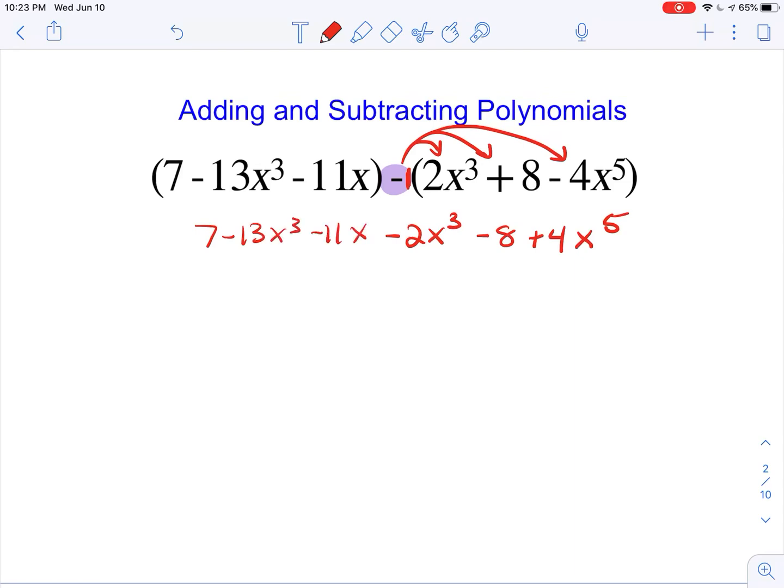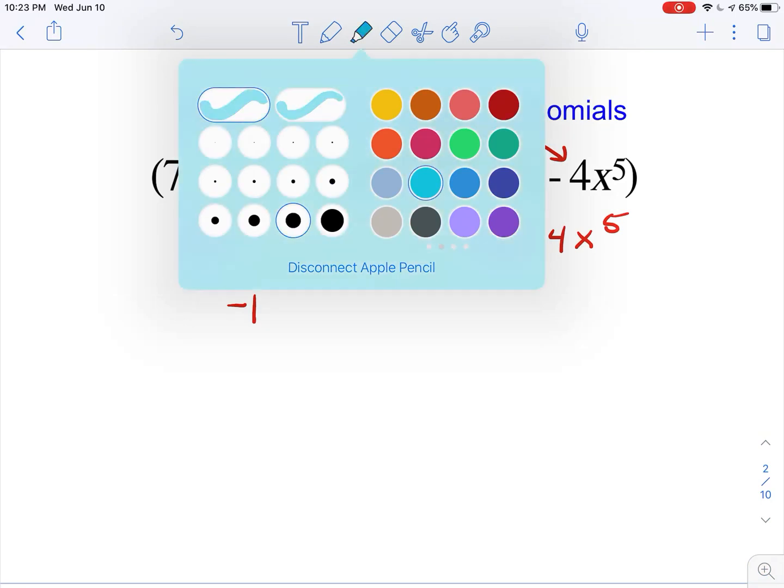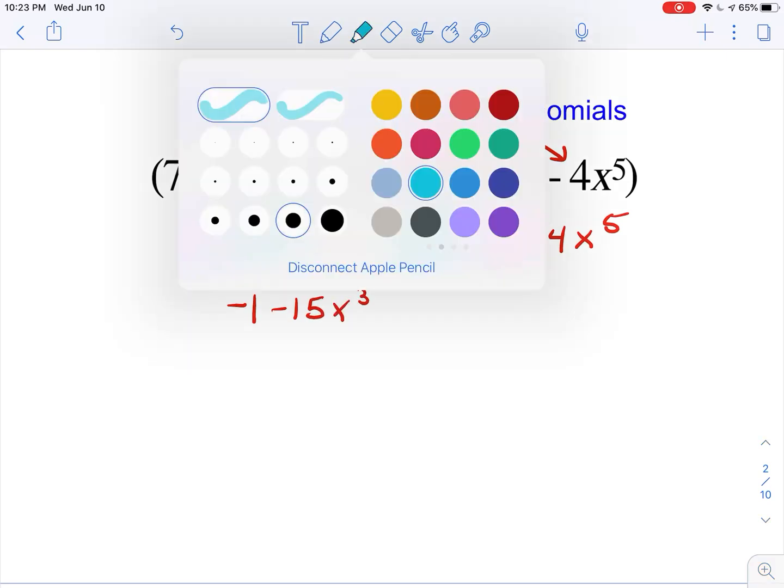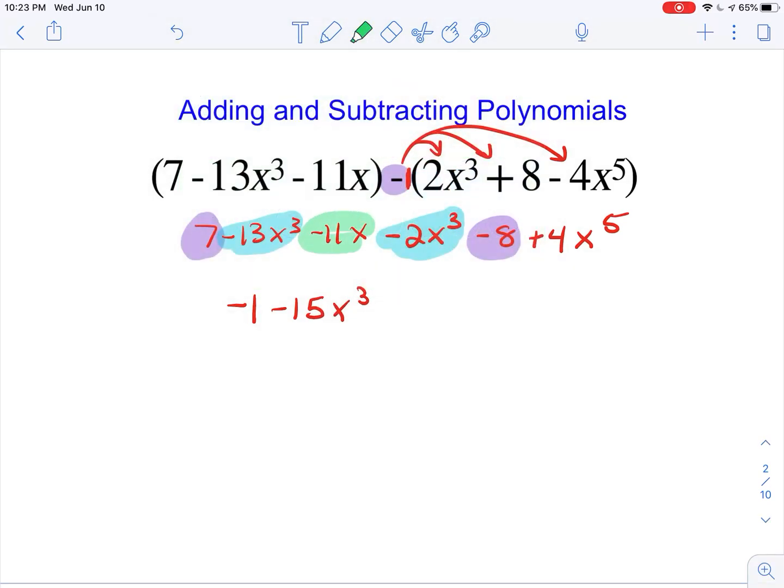Once we have distributed that, we're just going to bring down the terms from the first parentheses that were not affected by this negative. And once we've done that, we go back to combining our like terms. So 7 is a constant, and negative 8 is the other constant. So when we combine those together, we get a -1. Next, we have negative 13x to the third. We would combine that with anything else with the x to the third. So minus 13 minus 2 gives me minus 15x to the third.